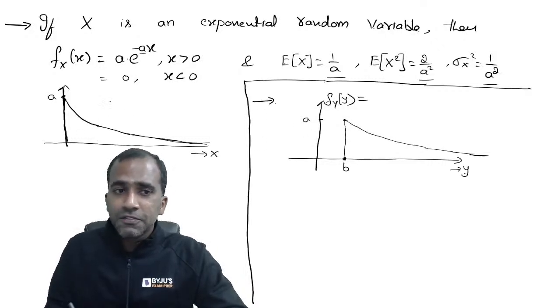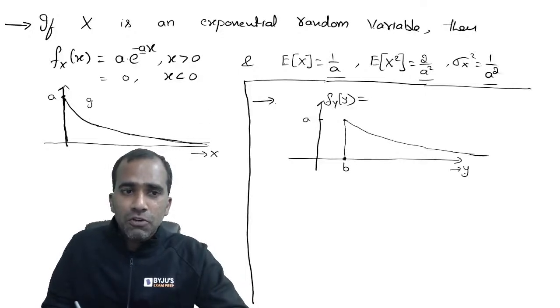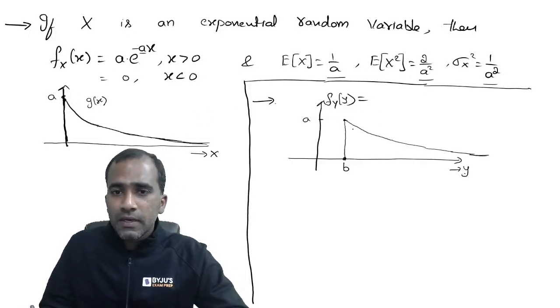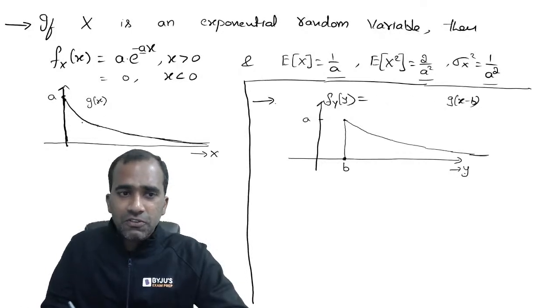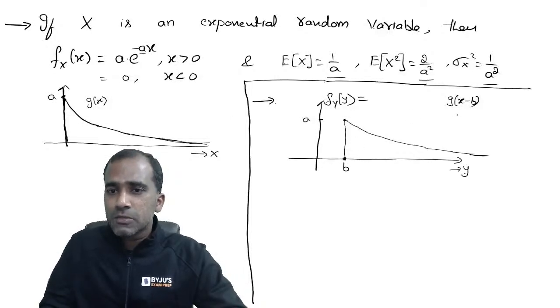Since this is looking like a shifted version of this, if you look at this as some g of x, you can look at it as g of x minus b. Can we say that? If this is g of x, this is looking like g of x minus b, the same function shifted by b units towards the right side. When a function is shifted towards the right side by b units, replace x with x minus b. Since the variable is y here, replace y with y minus b.